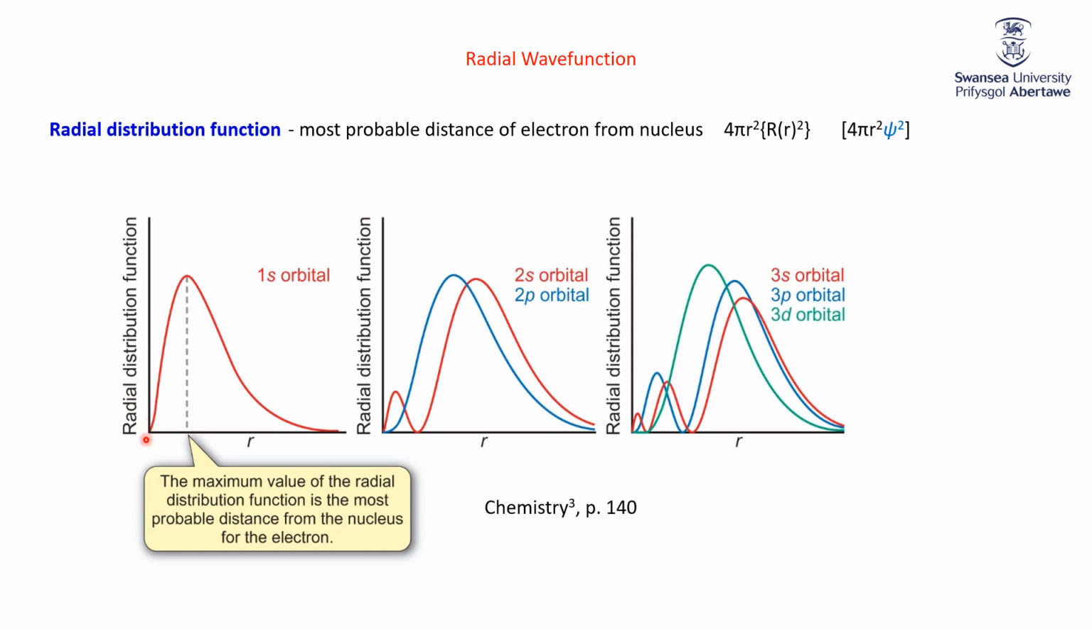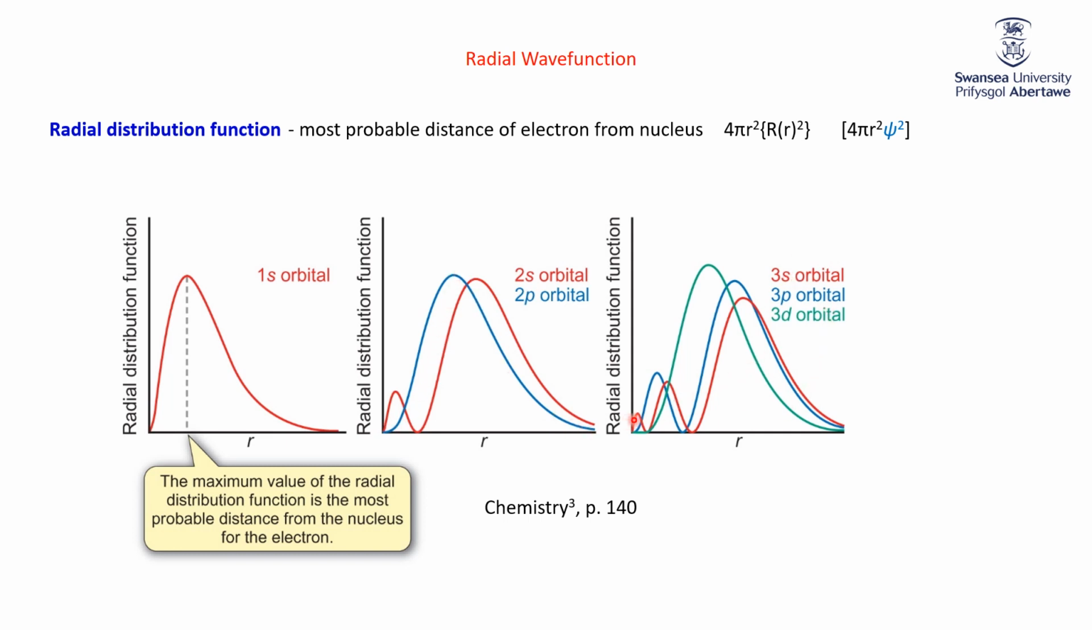So here is what the 1s probability looks like. 0 probability of being at the nucleus, close to 0 probability of being miles away, goes up and down, and here is the maximum for it, okay. Looking at the 2s and the 2p, here's the 2s, has a little node there, because remember the s has got a radial node, and then maxes out. Here's the 2p, no node, maxes out.